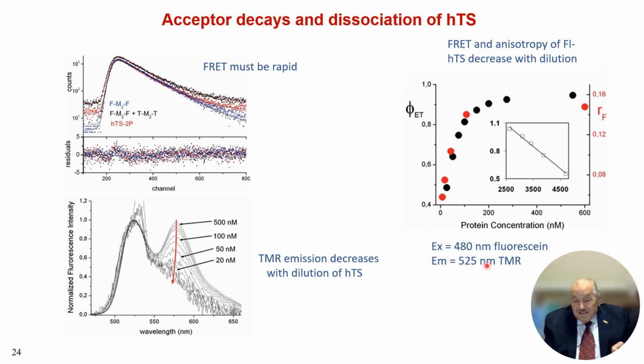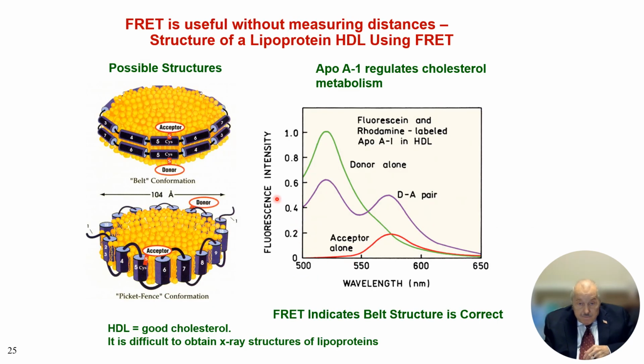You could see this in a graphical way, where you see the energy transfer efficiency increases with protein concentration, and the anisotropy is going up. And I have to assume that it's going up because of the increase in the molecular weight of the dimers relative to the monomers. Oh, notice in that previous experiment, we didn't have to know anything about R0. All we had to know was that energy transfer could occur.